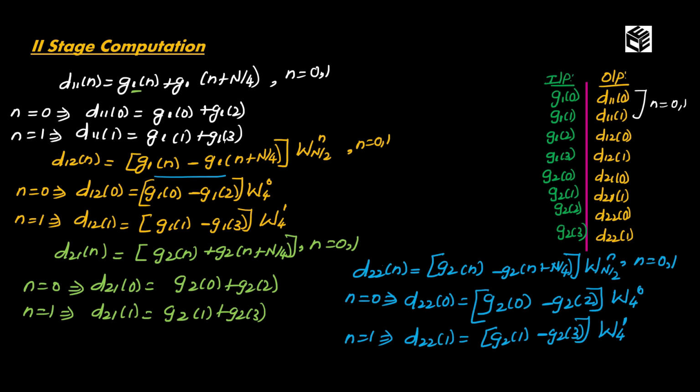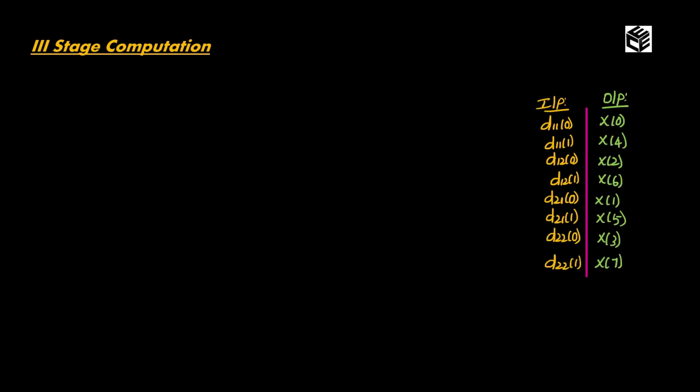Okay, so these are the expressions for the second stage computation. Now let's move on to the third stage computation. So here we know the input to this stage is d11 of 0, d11 of 1, d12 of 0, d12 of 1, d21 of 0, d21 of 1, d22 of 0, d22 of 1.